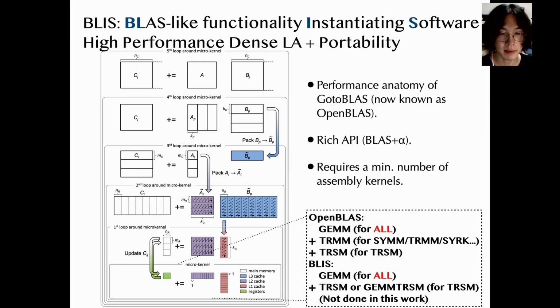BLIS is a rapid instantiation framework for dense linear algebra subroutines with complete BLAS compatibility and many more operation supports. BLIS is based on the performance anatomy of GoToBLAS but was rebuilt in a modern way. Compared to GoToBLAS and OpenBLAS, it reduced the number of kernels required from 3 to 2 and allows real number kernels to work directly for complex number operations with little performance loss.